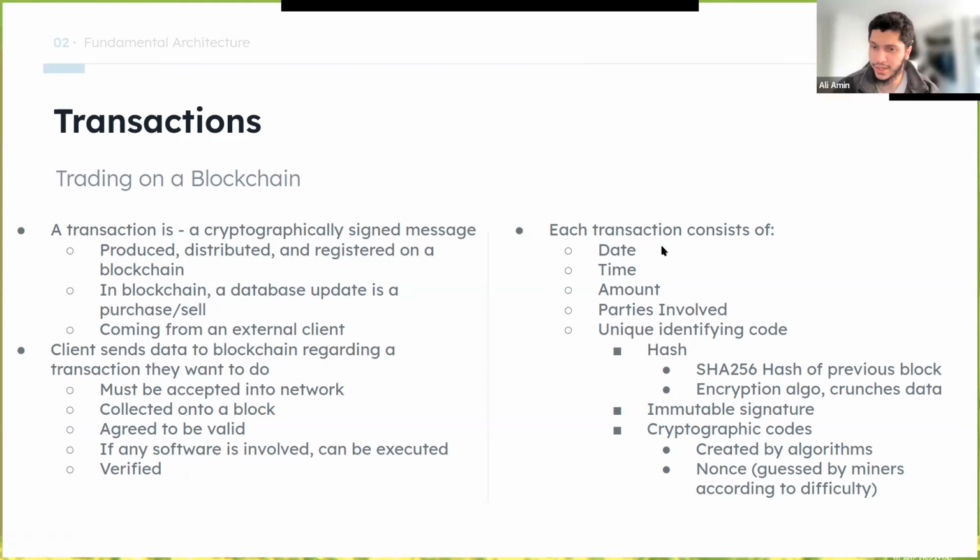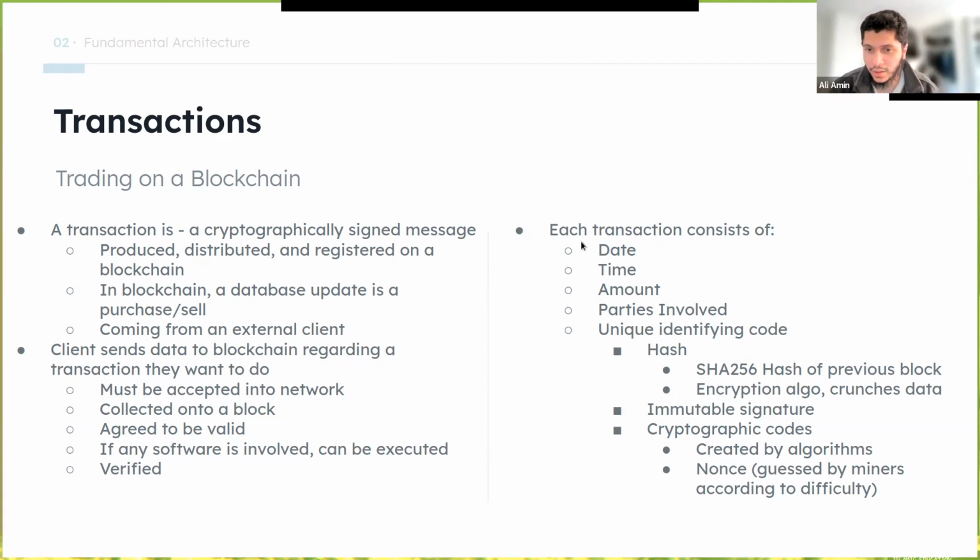So each transaction consists of, actually, sorry, I misspoke. There's no transaction fees in Bitcoin. There's transaction fees in Ethereum because they work differently. What happens in Bitcoin is they get a portion of unmined Bitcoin, which we'll talk about. In Ethereum, you get gas fees, which are transaction fees. But we'll get to that.